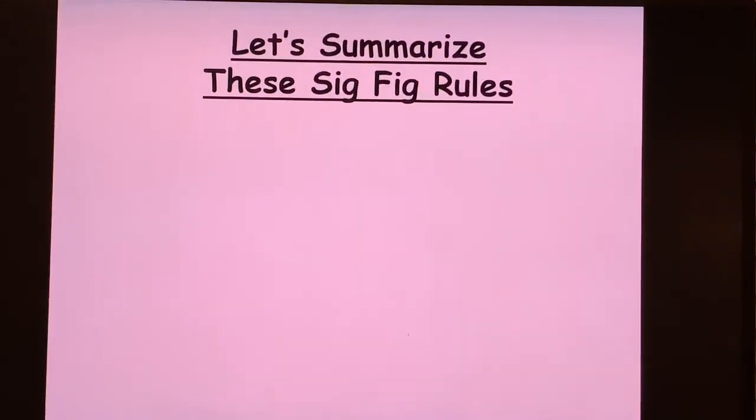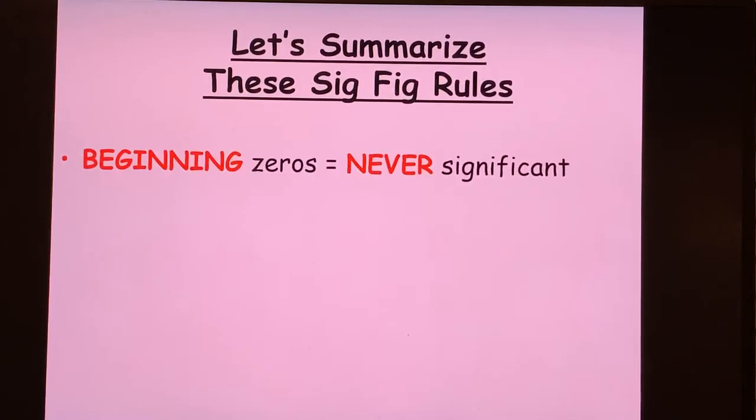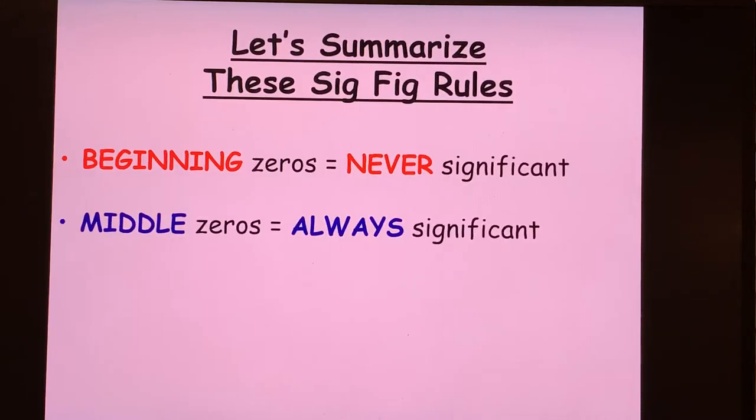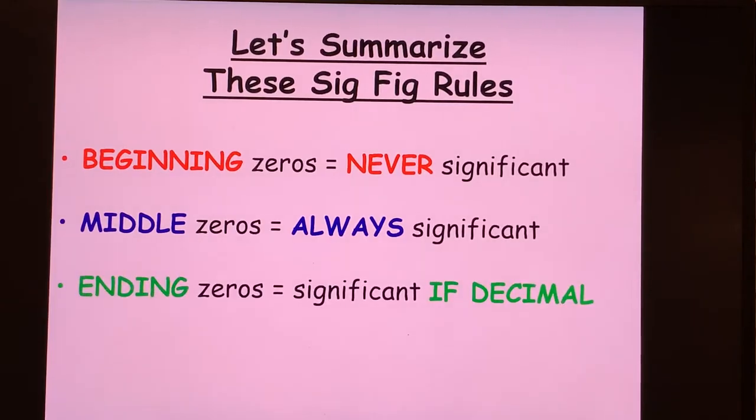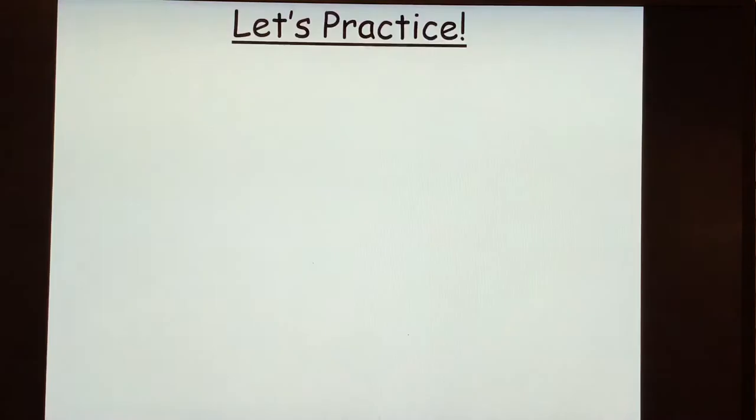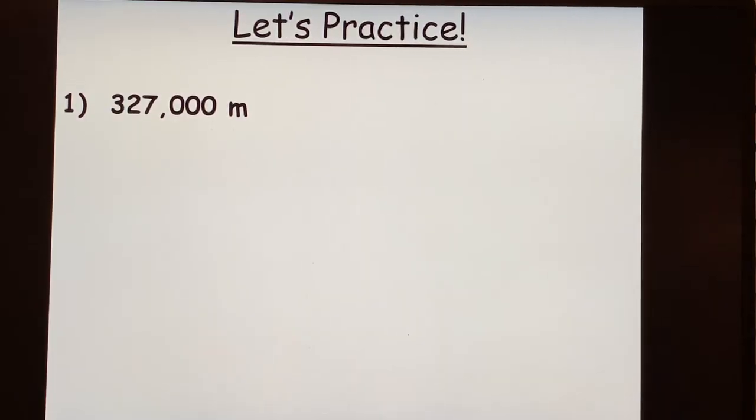Okay, so let's summarize these sig fig rules. The beginning zeros are never significant. Never. The middle zeros are always significant, the trapped ones, the captive ones. And the ending zeros, finally, are significant if there's a decimal, okay? All right, so let's practice. How many significant figures are in this number? Think for a moment.